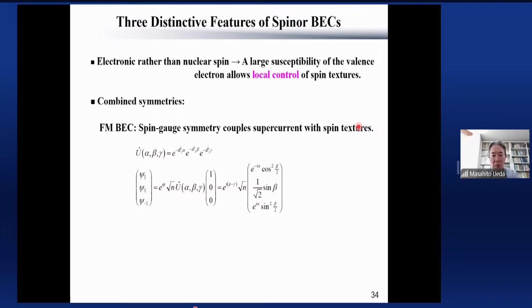Second, there are combined symmetries. For example, a ferromagnetic BEC features spin gauge symmetry, which couples the supercurrent with spin textures. The standard order parameter of a spin-1 ferromagnetic BEC has three components because spin 1 has three magnetic sublevels. A general order parameter can be obtained by rotating this initial ferromagnetic spinor by an Eulerian angle, multiplied by the gauge angle. The result is given by this.